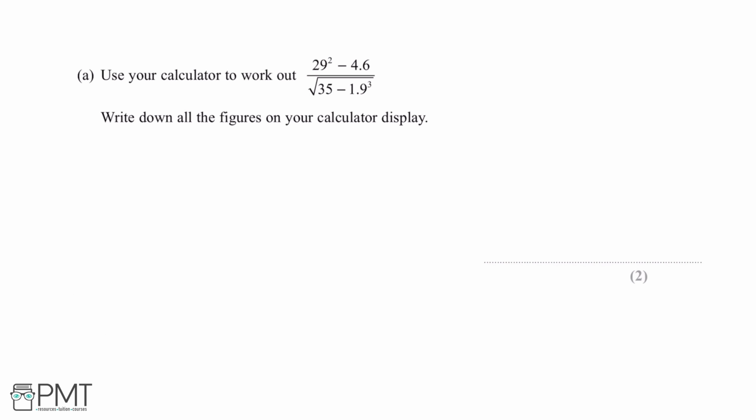Use your calculator to work out 29 squared minus 4.6 divided by the square root of 35 minus 1.93 cubed. Write down all the figures on your calculator display. Now, in order to do this question, we're going to want to put this calculation directly into our calculator, exactly how it's been given to us in the question.